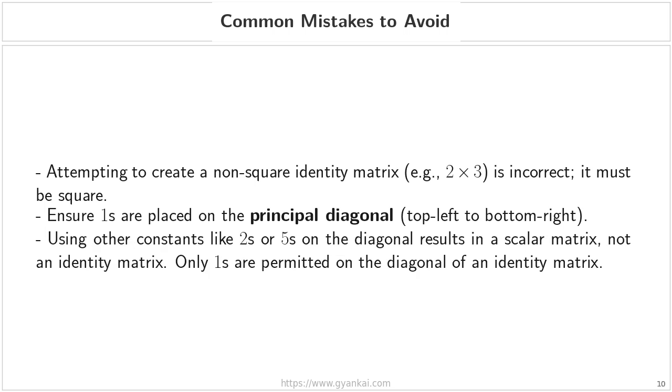Finally, be careful not to confuse the identity matrix with a scalar matrix. As we mentioned in our discussion on matrix relationships, if you use other constants, such as 2s or 5s, on the diagonal, you have created a scalar matrix, not an identity matrix. To qualify as an identity matrix, only the number 1 is permitted on the principal diagonal.